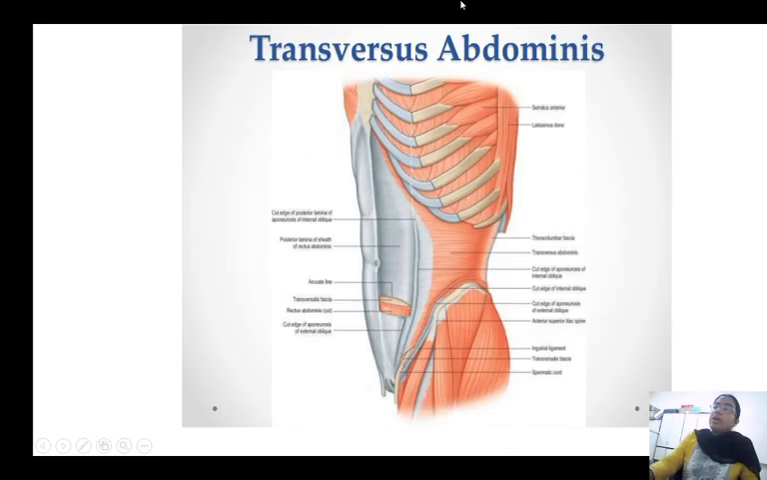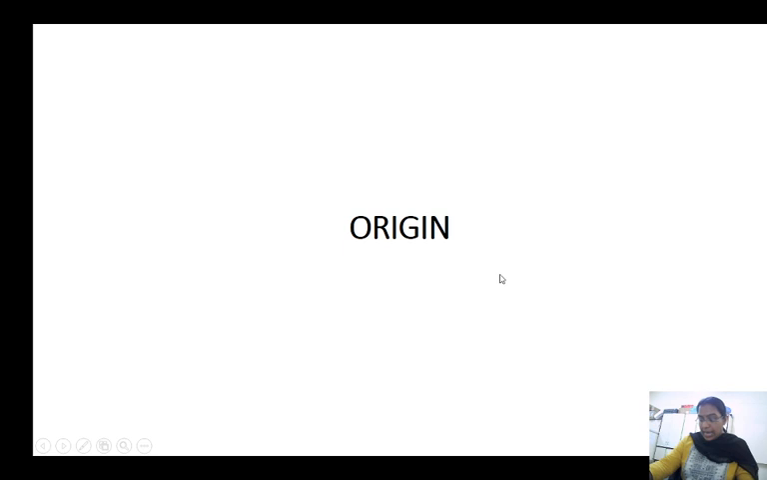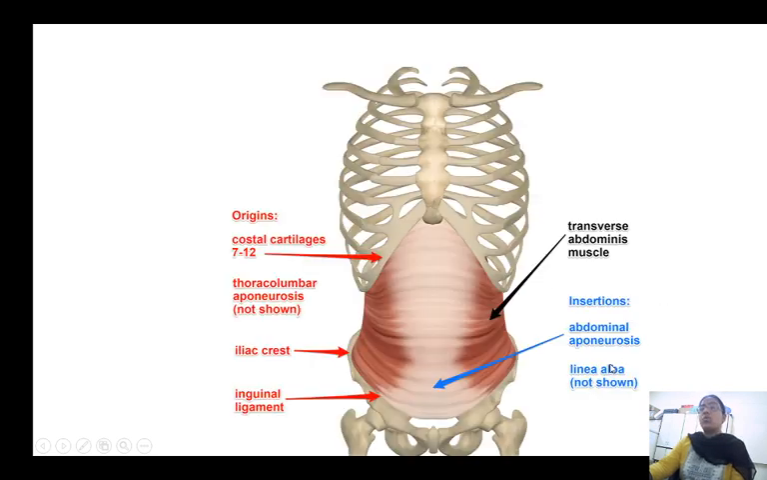One more muscle of the anterolateral abdominal wall is the transversus abdominis. As the name indicates, it is transverse or horizontal. When you see the origin of the transversus abdominis, it is the lateral 1/3 of the inguinal ligament, whereas the internal oblique gets origin from the lateral 2/3 of the inguinal ligament. But the transversus abdominis takes origin from the lateral 1/3 part of the inguinal ligament.